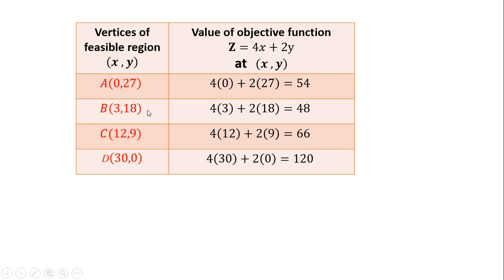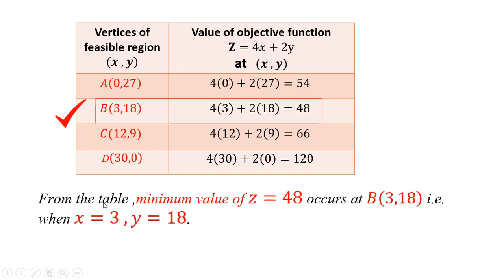48 is the minimum value. So here we get from the table, the minimum value of Z is equal to 48, which occurs at B 3, 18. That is when x is equal to 3, y is equal to 18. So the solution of the LPP is x is equal to 3, y is equal to 18, and at this point we get the minimum value of the objective function Z is equal to 48. Okay, so thank you for watching.